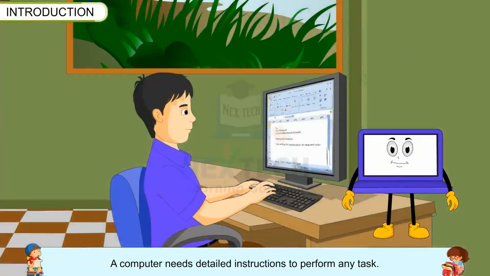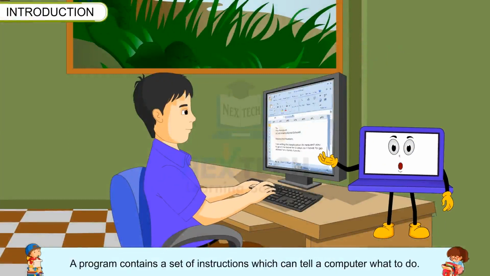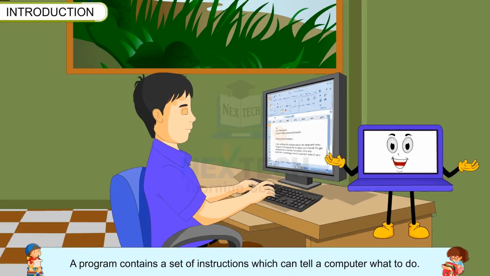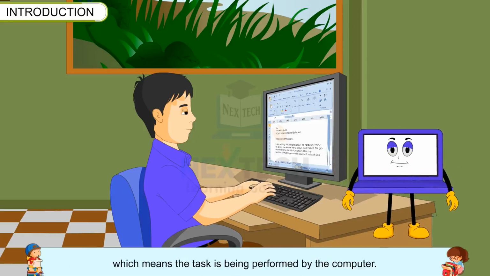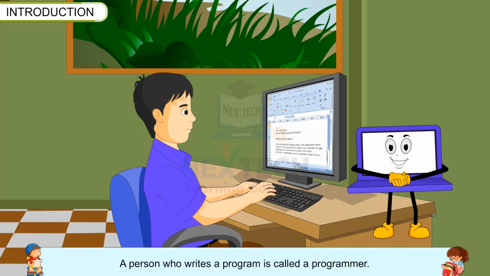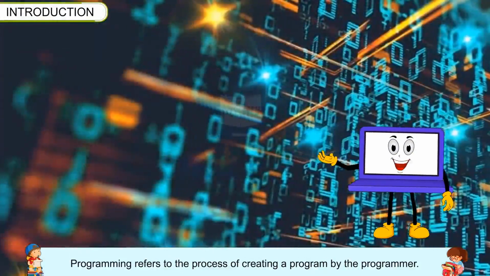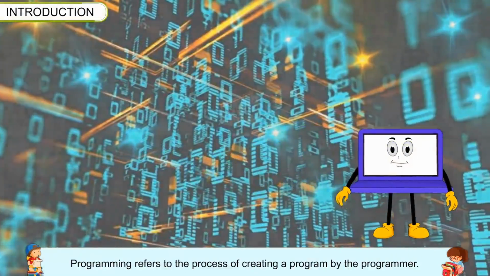A computer needs detailed instructions to perform any task. A program contains a set of instructions which can tell a computer what to do. A program is executed, or run, by a computer, which means the task is being performed by the computer. A person who writes a program is called a programmer. Programming refers to the process of creating a program by the programmer.